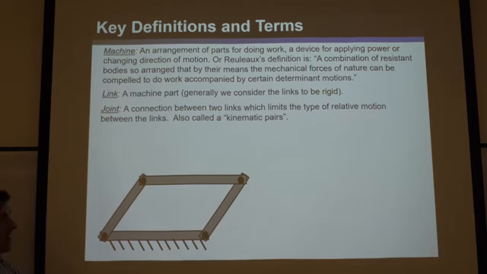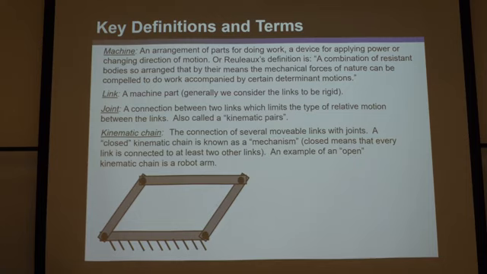They're also called kinematic pairs because they pair 2 things together. Notice the emphasis on 2 in the word pair, and they constrain them to not move in certain ways while allowing them to move in other ways. Okay, so that's what a joint is.